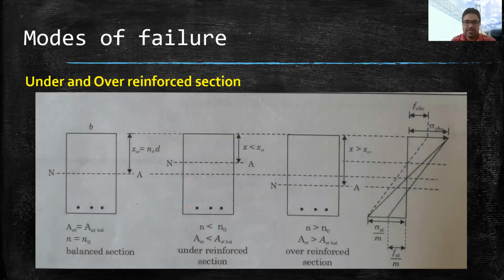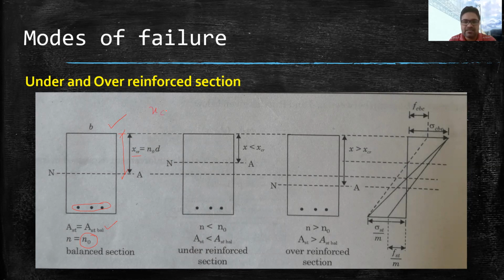In this diagram, this is a beam section. On the tension side, we are providing the reinforcement, which we call AST. In case of a balanced section, we call this AST balance, and the neutral axis coefficient we call N naught. This is called the depth of neutral axis, and in case of a balanced section, we call this XCR. So XCR means critical depth of neutral axis.